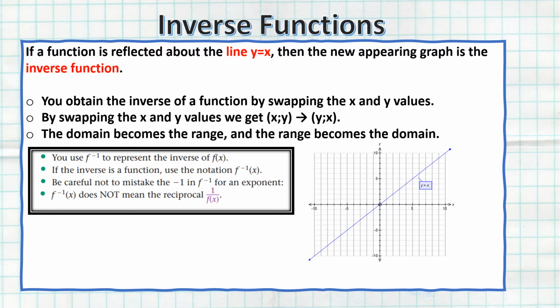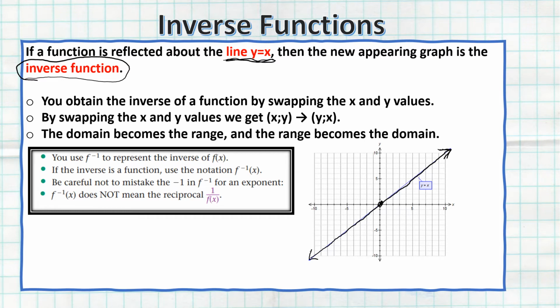Okay, the inverse functions. How do we get the inverse of a function? If a function is reflected about the line y equals x, very important, then the new graph that appears will be known as the inverse function. Take a look at the line y equals x. It is this straight line here that passes through the origin. So if I have a graph and I reflect it about this line y equals x, the new graph will be known as the inverse function.